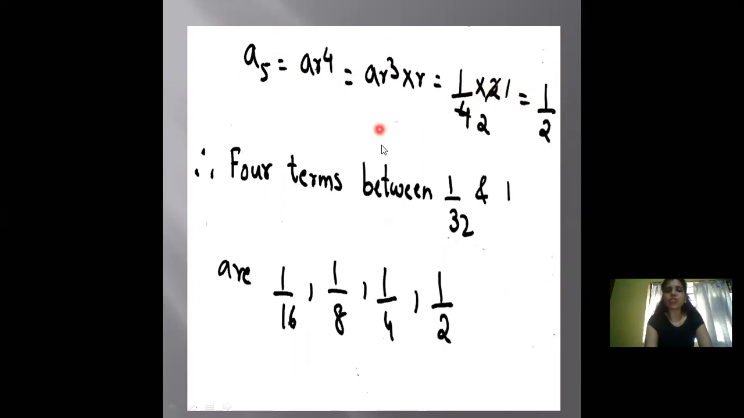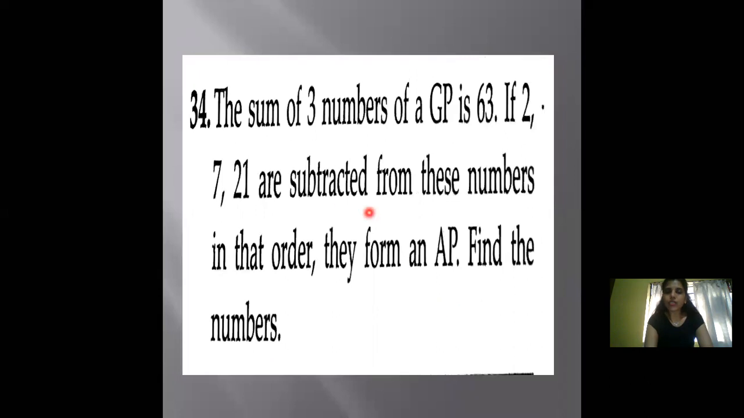Okay, children. So now you know that the 4 terms between 1 upon 32 and 1 are 1 upon 16, 1 upon 8, 1 upon 4 and 1 upon 2. So now this is your final answer. Put it in the box. Okay, children. So I hope till here it's clear whatever we have done. Now we go to the next question.